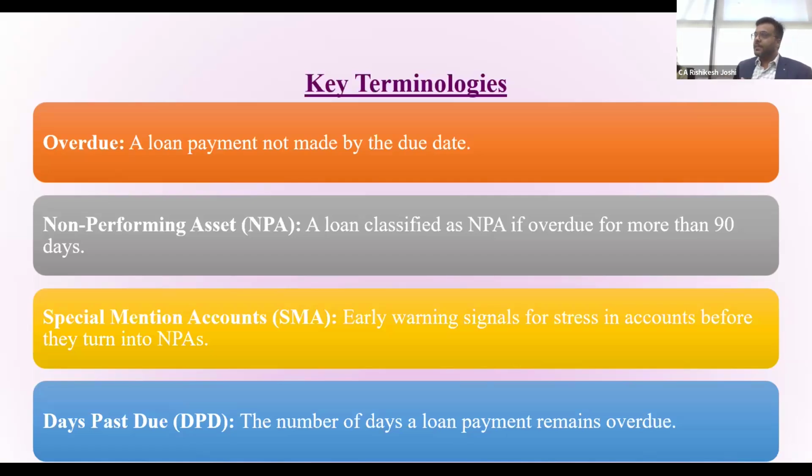And DPD is basically the number of days your account is overdue. So if the EMI was due on 5th of March, and you haven't paid it till 20th, then it is 15 days. There's a 15 days DPD. Okay, so that you need to know. Basically, up to 30 days DPD, it'll be an SMA zero account, 31 days, it'll be SMA one. That's how you need to know the terminologies. Next terms.